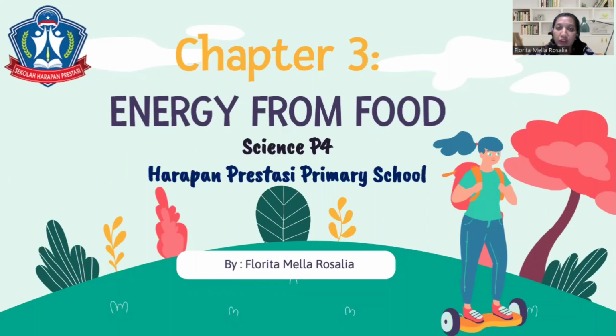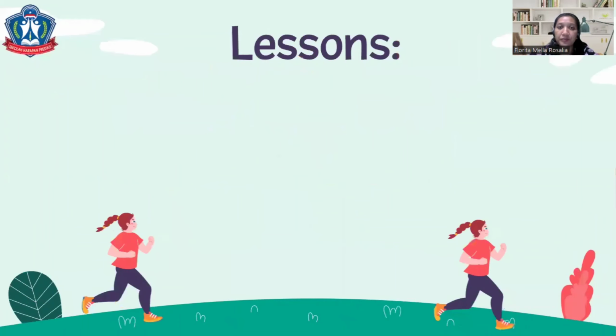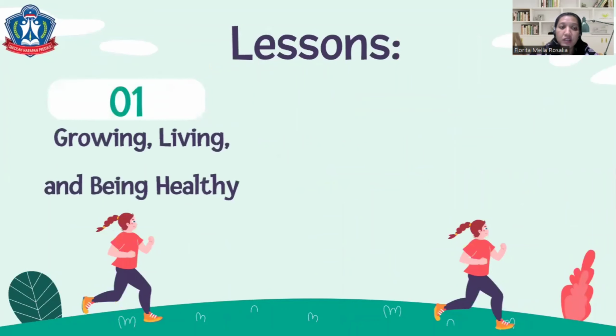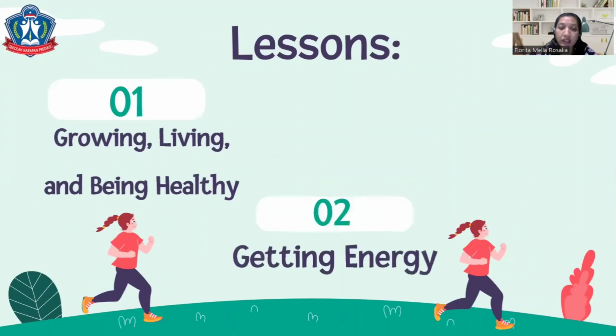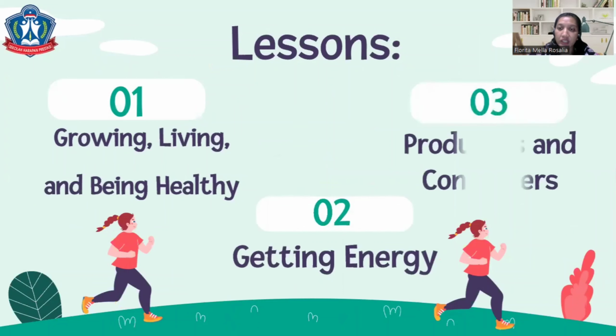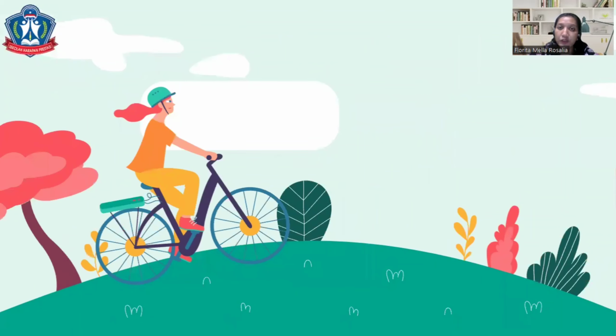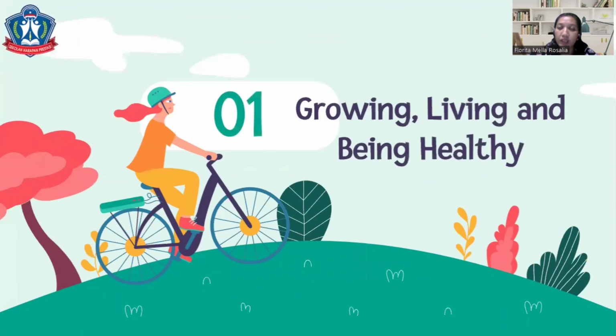Today we are going to have a new discussion in Chapter 3 about energy from food. Are you ready for the lesson? Let's start! In this chapter, you will have 3 lessons. First, growing, living, and being healthy. Second, getting energy. Third, producers and consumers. Let's start with the first lesson, growing, living, and being healthy.